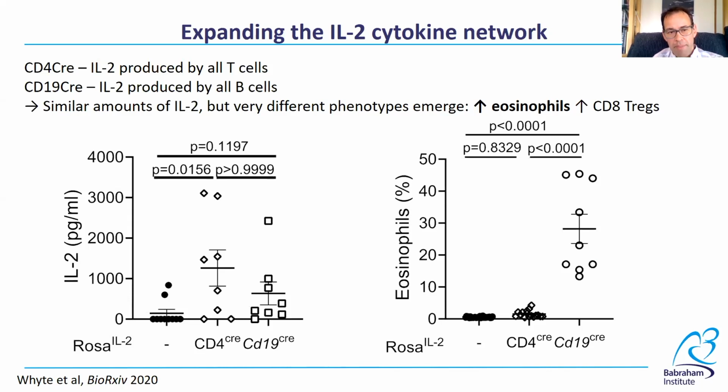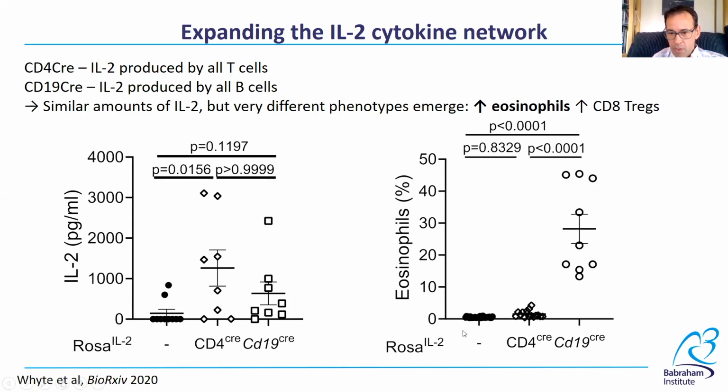But even though you've got a similar amount of IL-2, you have very different phenotypes that emerge. So I've just described the phenotype of CD4 Cre produced IL-2. You have an increase in Tregs and an increase in CD8s. Very different response when B cells make IL-2. You have an increase in eosinophils and an increase in CD8 Tregs. So I'll just start first with the eosinophil response.